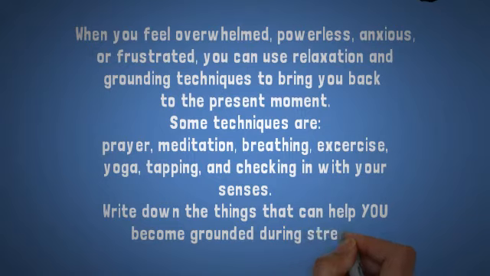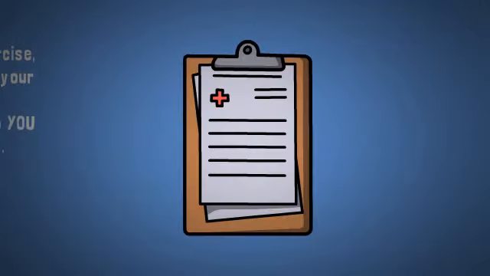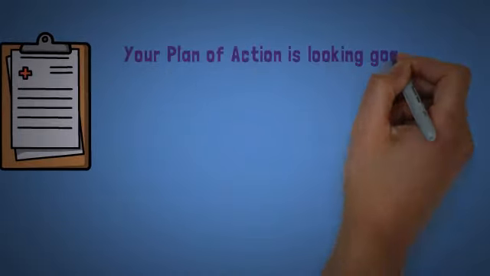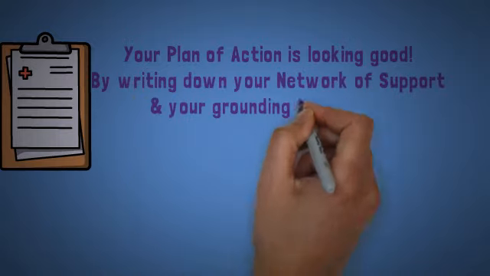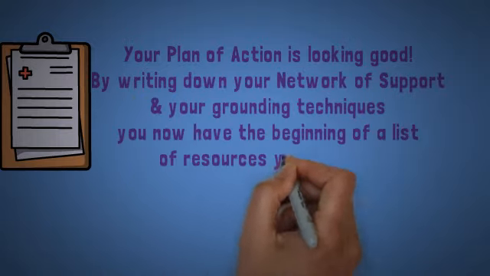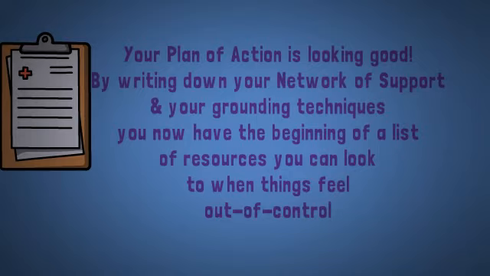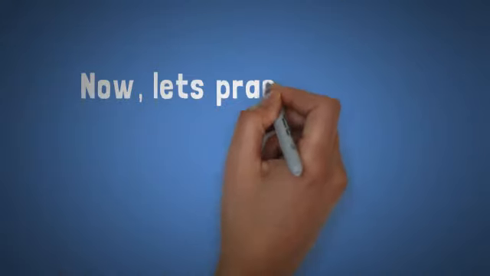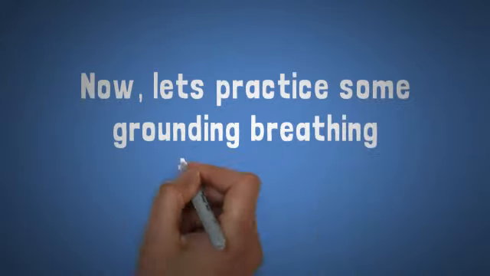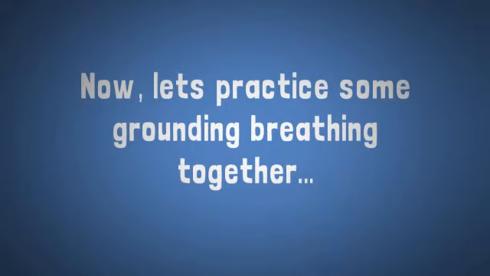Now write down the things that can help ground you during stressful times, or things that you might want to try to help ground. So your plan of action is looking good. By writing down your network of support and your grounding tools, you now have a resource to look at when things feel out of control. So let's practice a grounding method, and we'll practice some grounding breathing together.